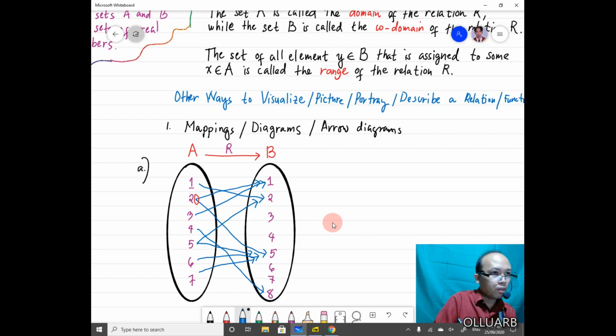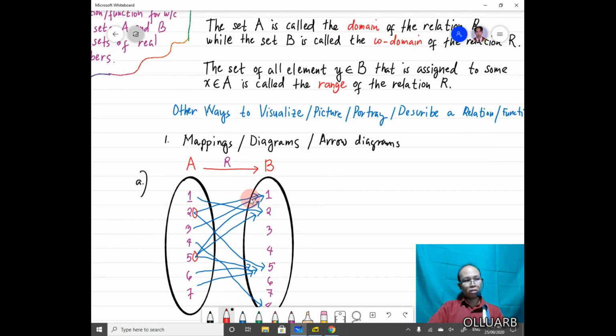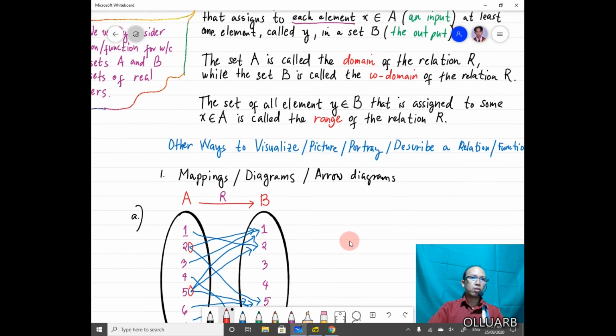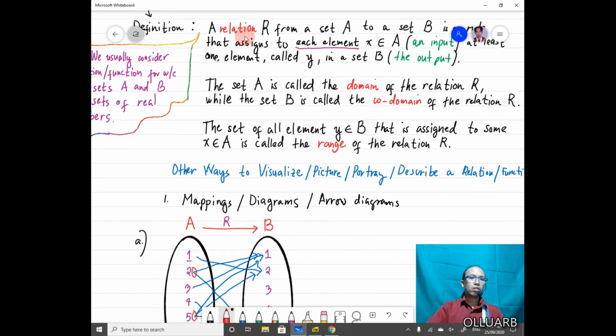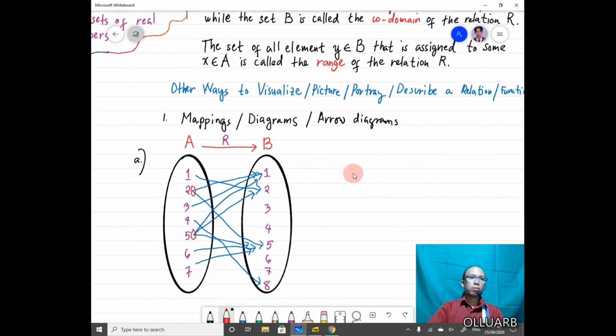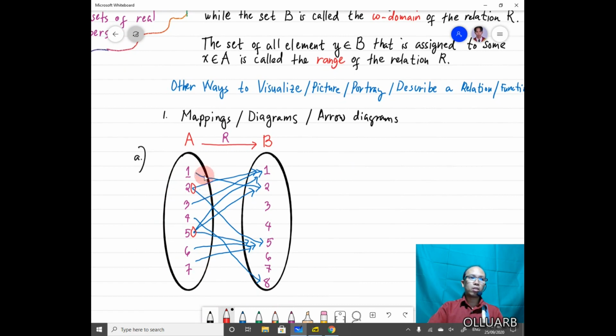Example number 1. As you can see here, there are 3 arrows. When you talk about a relation, the object in the domain allows more than one partner. That's what we call a relation. Also, please do remember that every element in the domain must have a partner. You must assign.